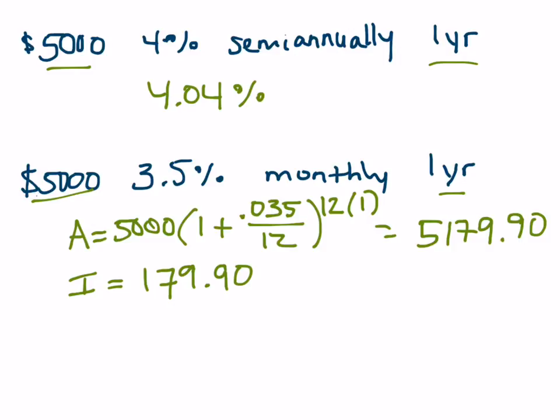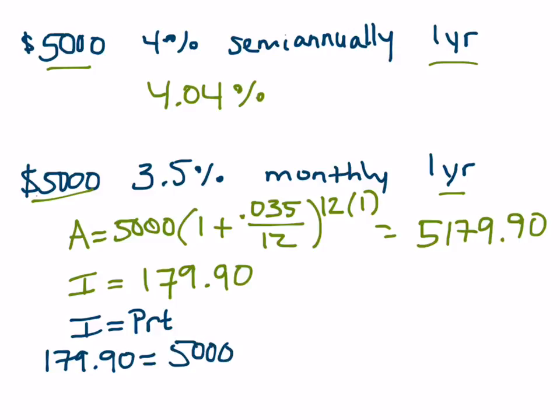Okay, and then we want to find the effective rate, so the simple interest rate that gives the same amount of interest. Okay, so I equals PRT, and then use the 179.90 number as interest, still a $5,000 principal, and then you're looking for the rate, and still a 1-year time period. Okay, so to find R, you divide both sides by 5,000.